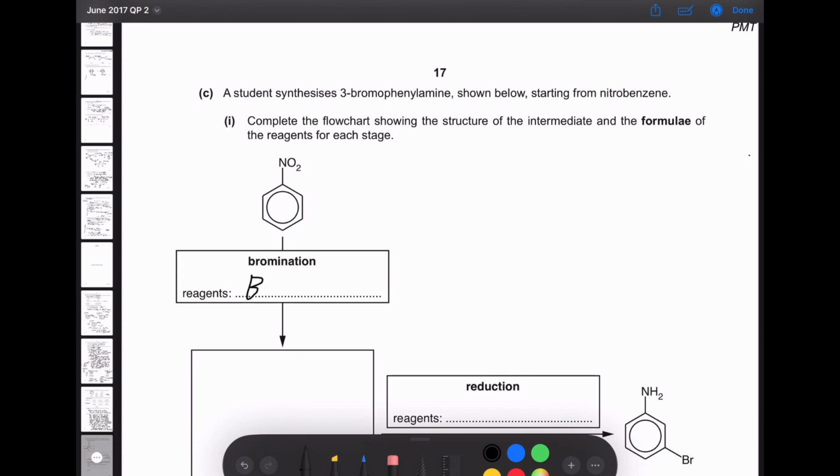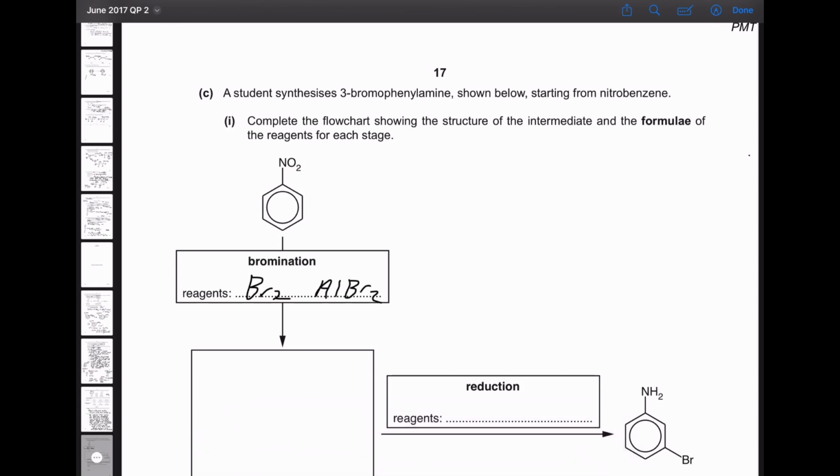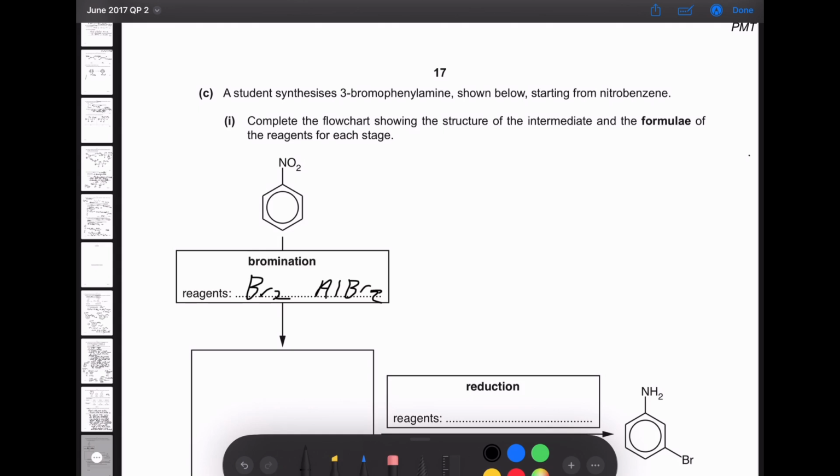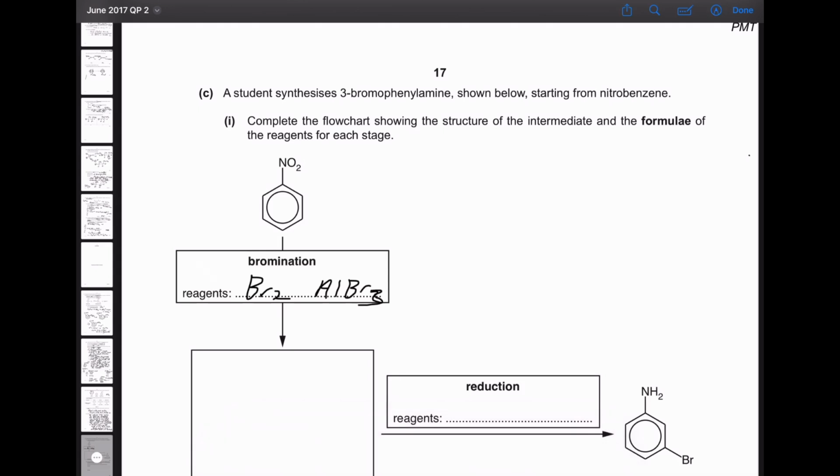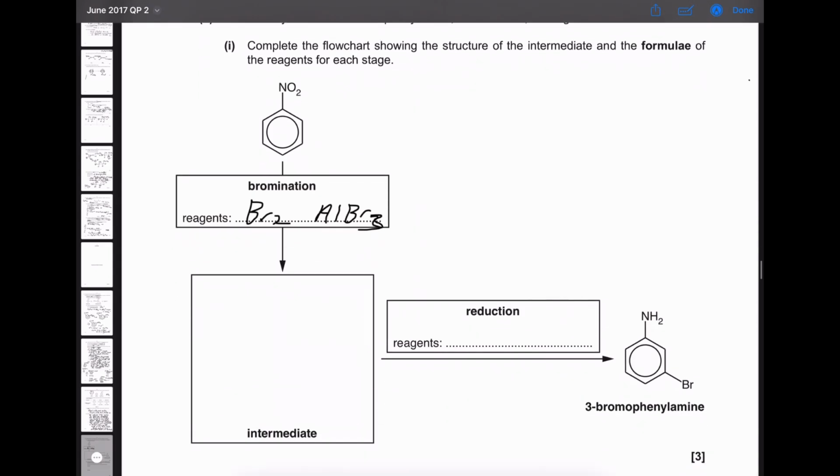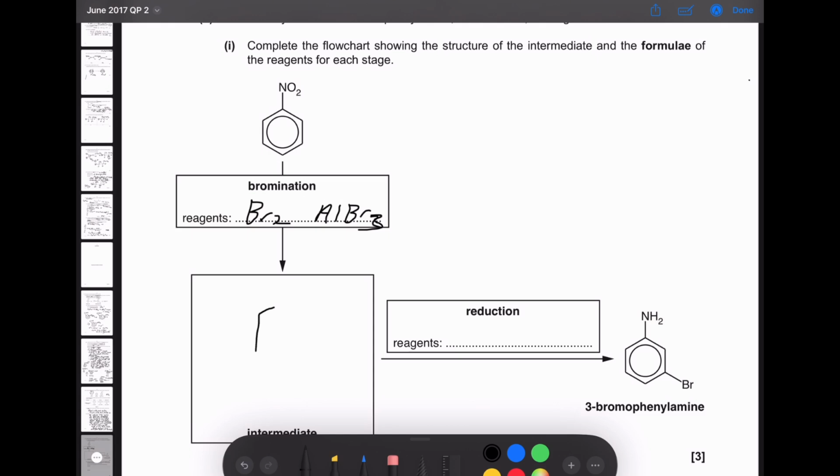So we're going to need our bromine, obviously, to brominate, but we're also going to need a halogen carrier. So that should be FeBr3. What does that give us? Well, it does tell us in the question, it puts it on position 3. But if you didn't know, that is in your spec as one of the directing groups that you should know. I know that's not helpful, but it is on there.